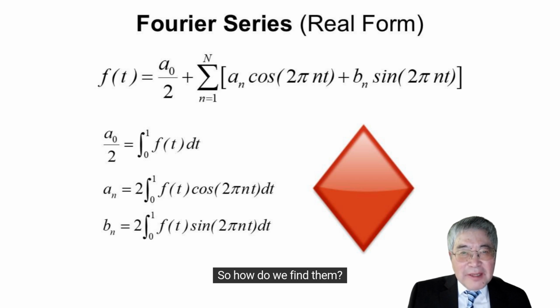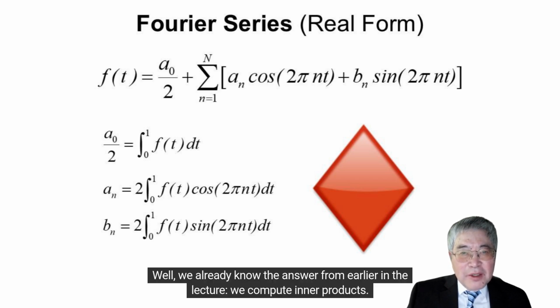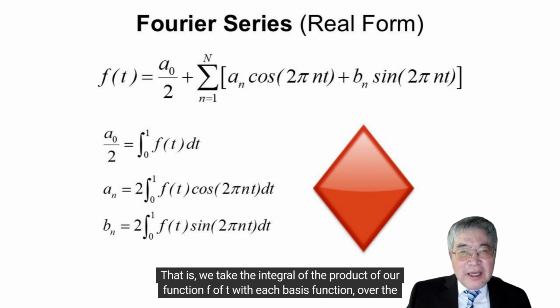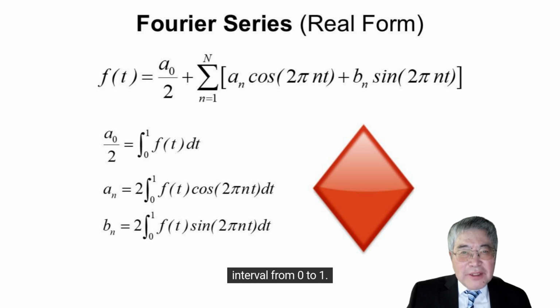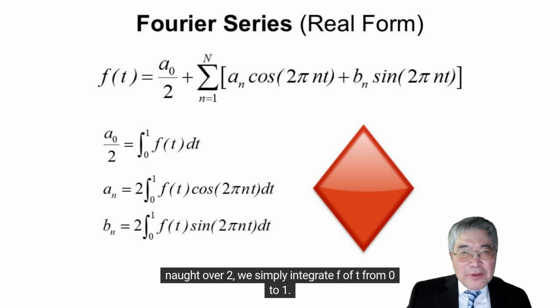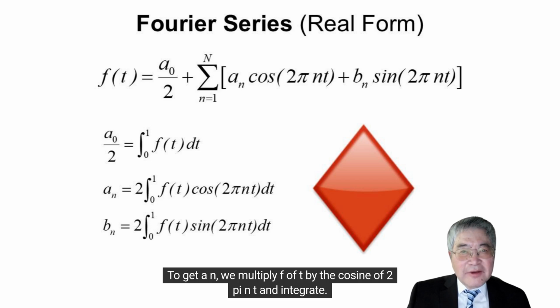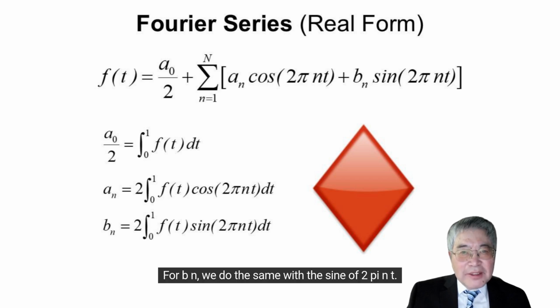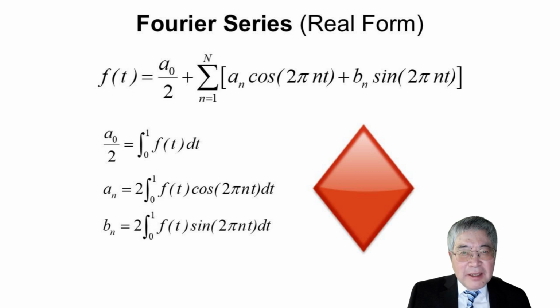So how do we find them? Well, we already know the answer from earlier in the lecture. We compute inner products. That is, we take the integral of the product of our function f of t with each basis function over the interval from 0 to 1. For the constant term, a naught over 2, we simply integrate f of t from 0 to 1. To get a_n, we multiply f of t by the cosine of 2 pi nt and integrate. For b_n, we do the same with the sine of 2 pi nt.